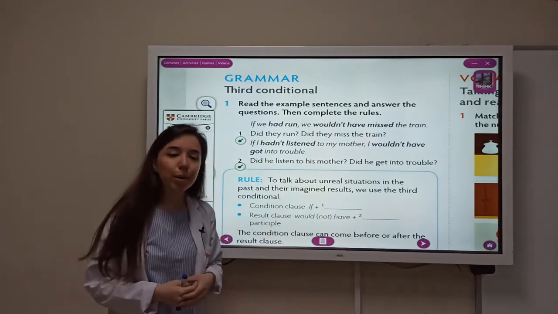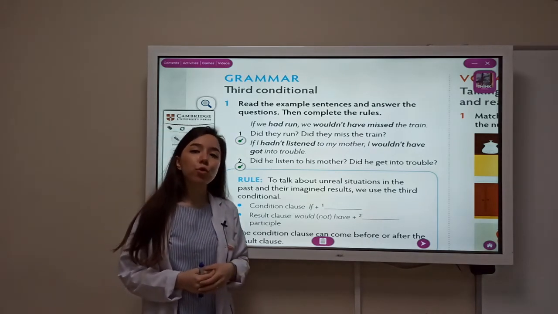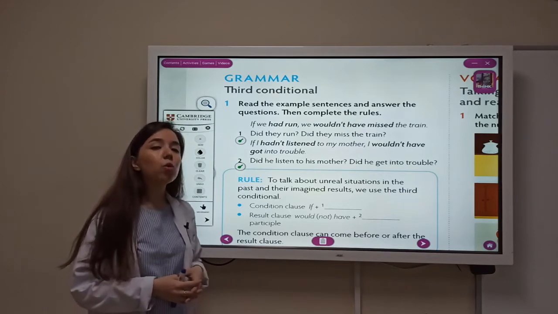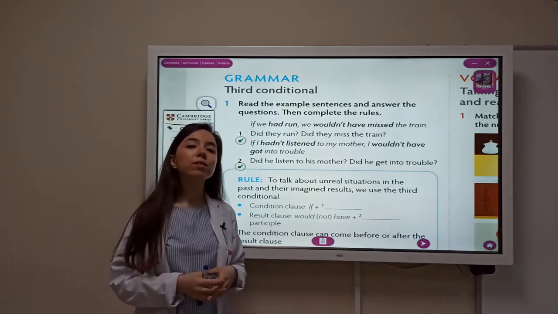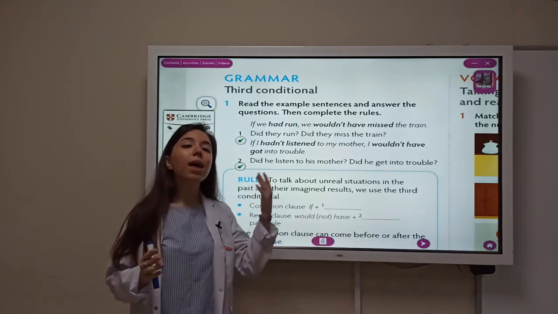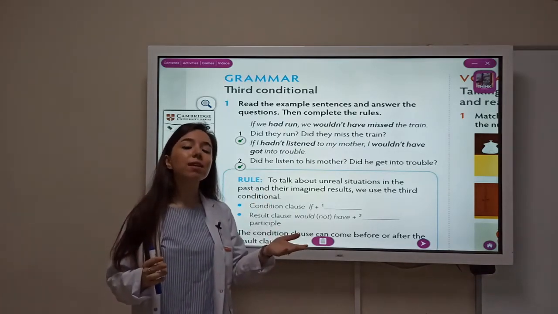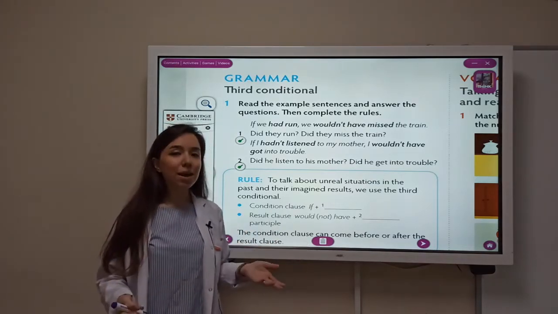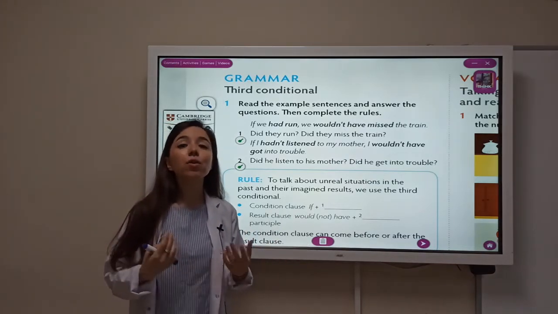In the past, if you remember, we talked about first and second conditionals, yes? What is the first conditional? When our if clauses start with if plus present simple, and the result clause is the future, yes? For example, if I work hard, I will pass the exam. And this is a real situation.